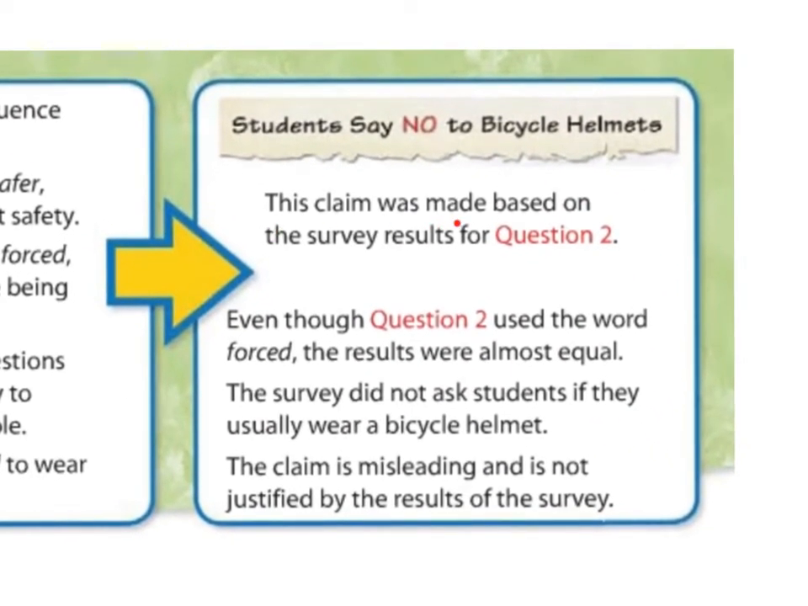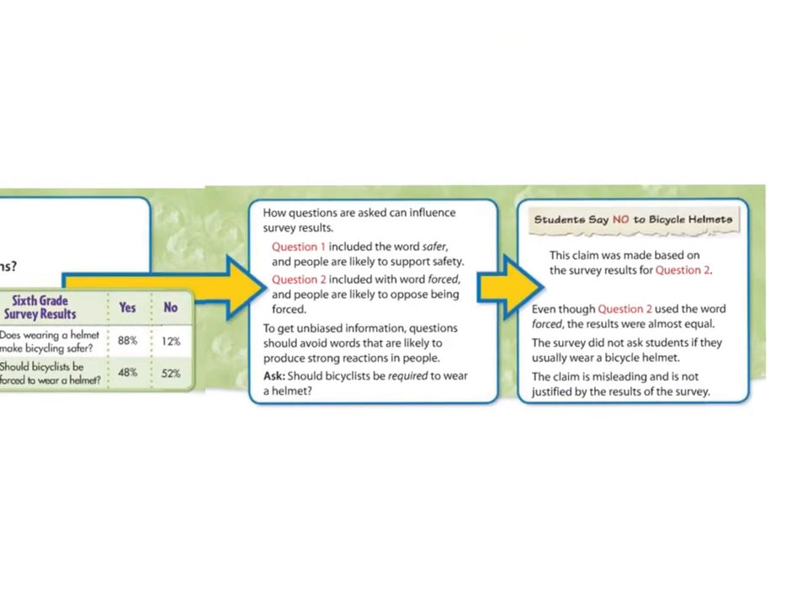So the claim was made based on the results for question 2. Even though question 2 used the word forced, the results were almost equal. And what I mean by almost equal is 52% said no and 48% said yes. And they're about even. But the survey did not ask students if they usually wear a bicycle helmet. The claim is misleading and is not justified by the results of the survey.